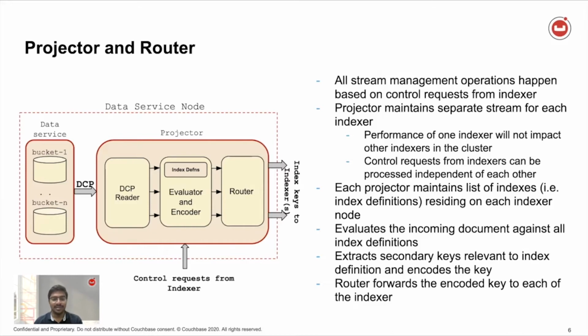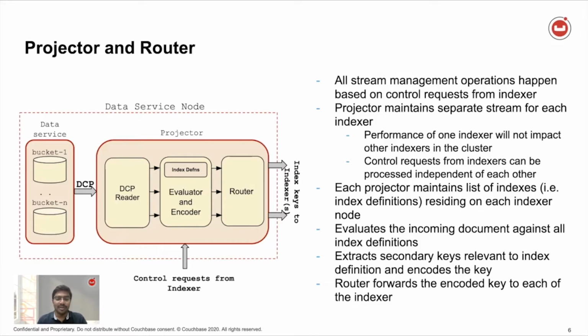Projector maintains the list of indexes residing on each of the indexer nodes in the cluster. When a document is streamed by the data service through DCP, the projector would evaluate this document against all the index definitions that are residing on the node, extracts the keys that are relevant to the index, encodes the keys, and forwards the payload to indexer.